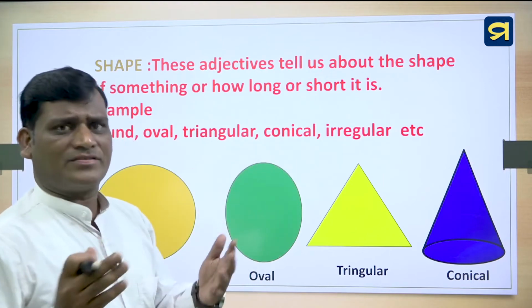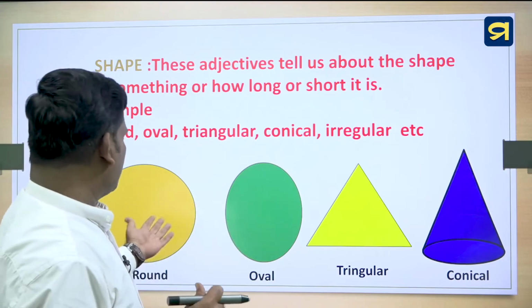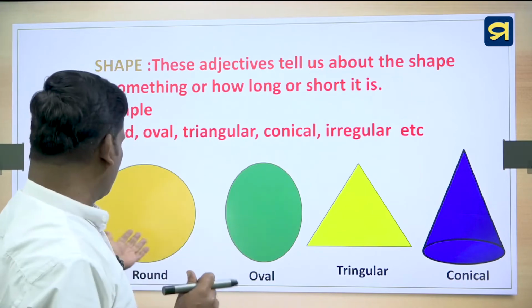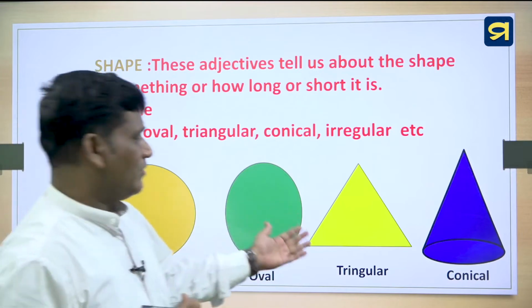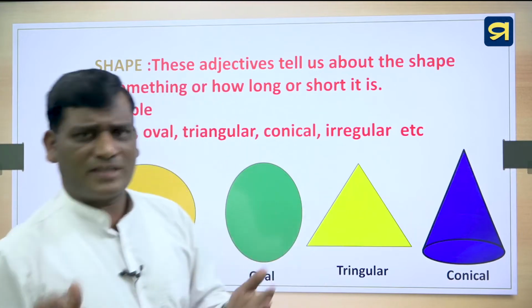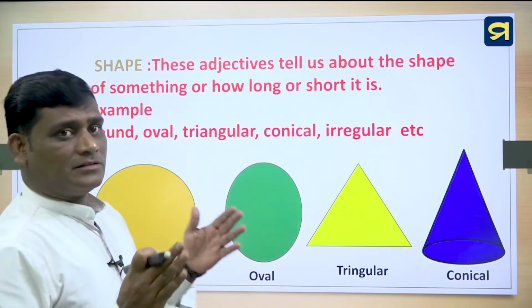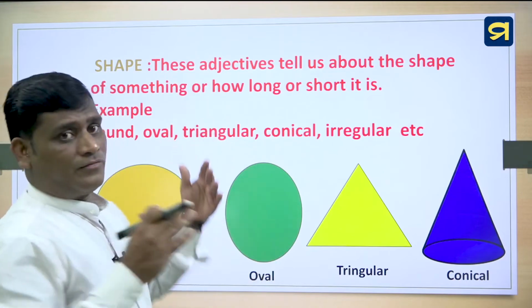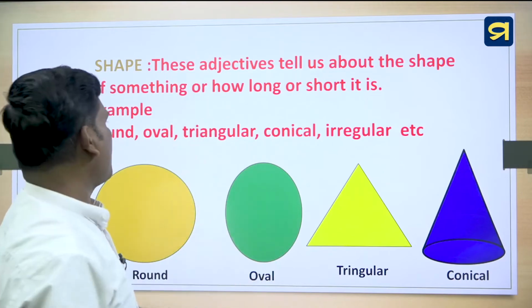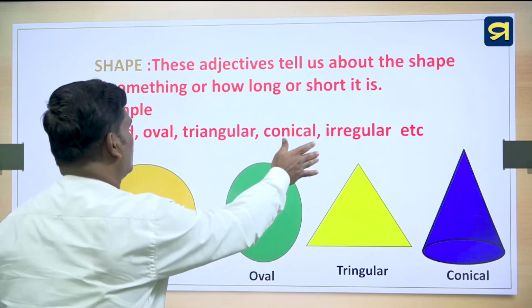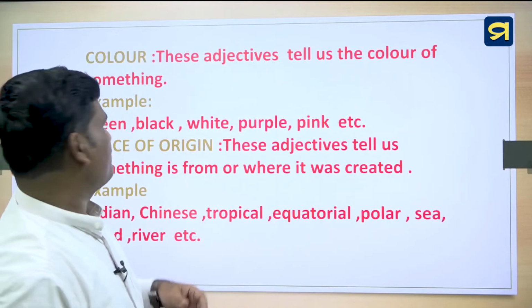There are different shapes and sizes of things, and some pictures are also given here. The round shape, oval shape, triangular shape, conical shape. Other shapes are there, and these describe the shape of the things. They are adjectives. Now, we'll go to another slide.